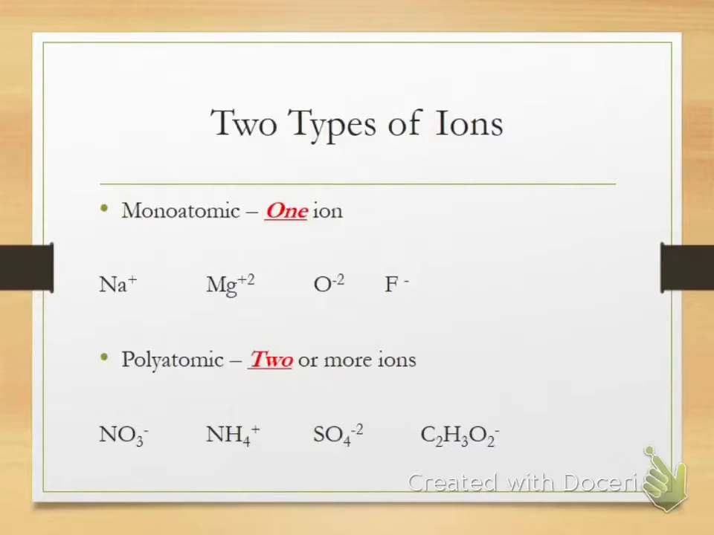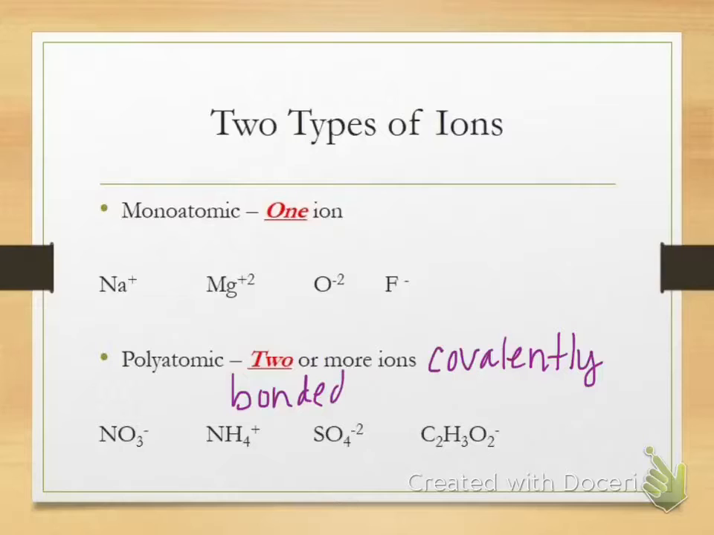Okay. There are 2 types of ions. We call it a monoatomic ion, which mono means what? 1. So that's going to be your elements. And then we have something called polyatomic ions, which are 2 or more atoms covalently bonded together with a charge.